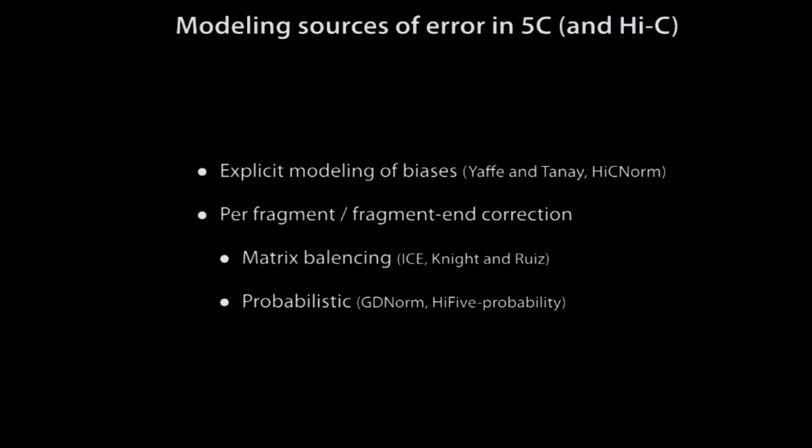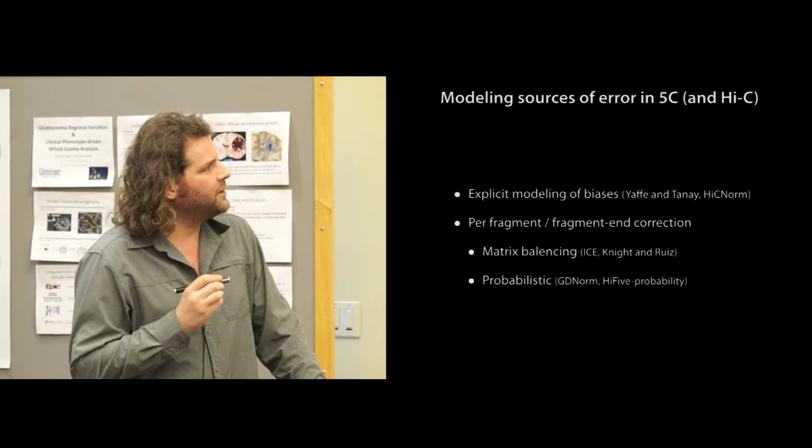And so the first is this idea of explicit modeling of biases. This was the first idea to come along, to say, okay, is it GC content? Is it length? And those are very strong, and you can model those in a regression. And so this is a reasonable way to normalize, but in my opinion, it has room for improvement.